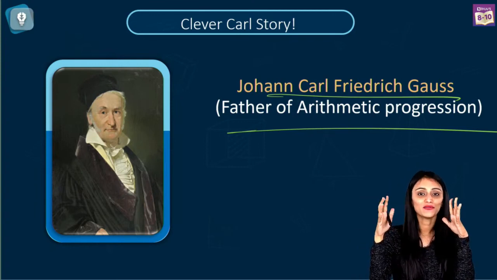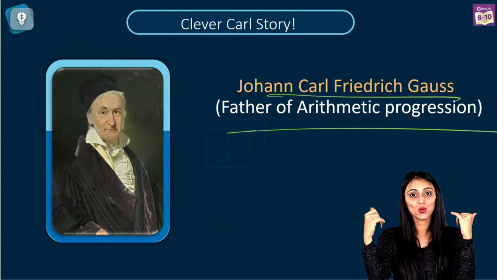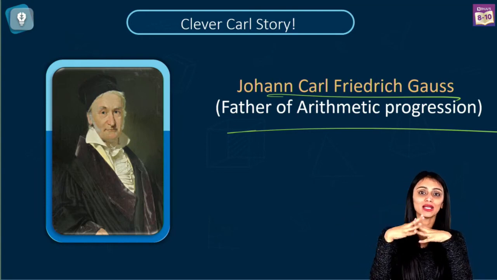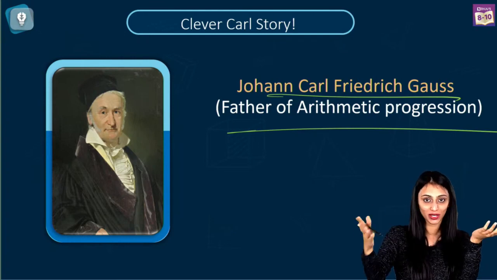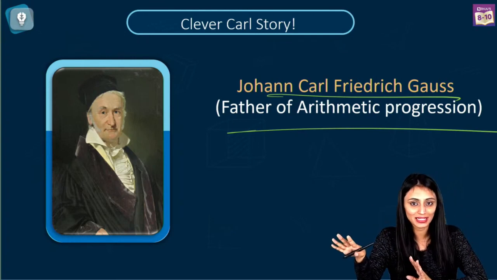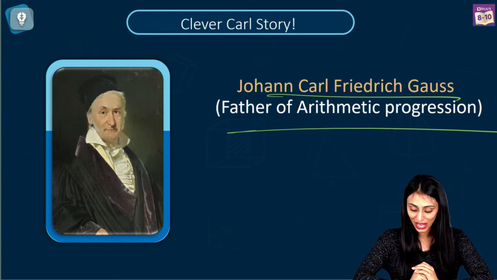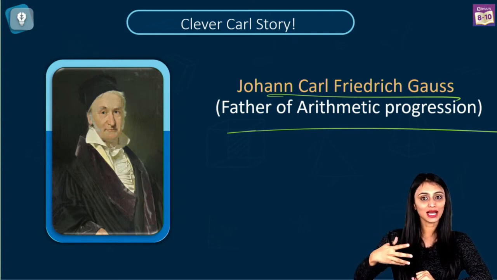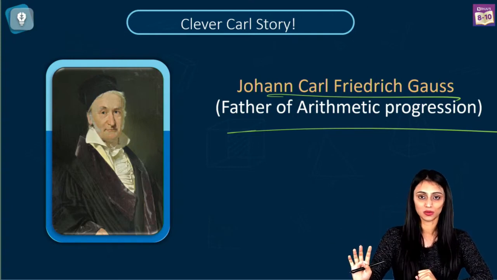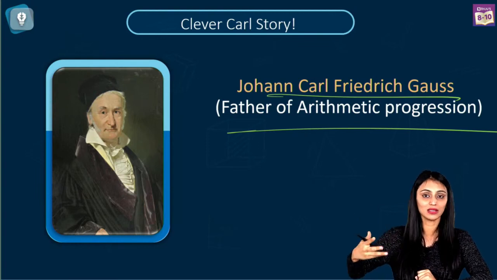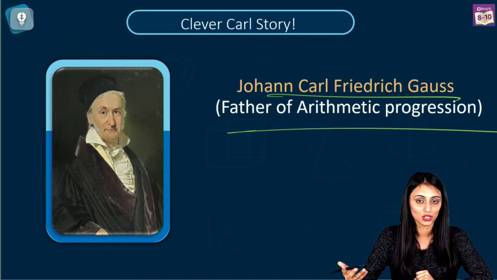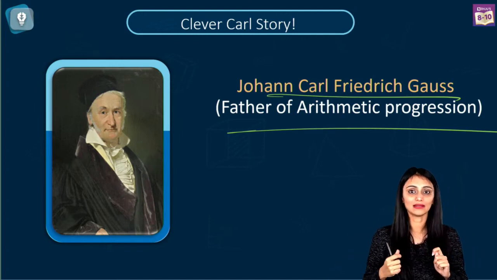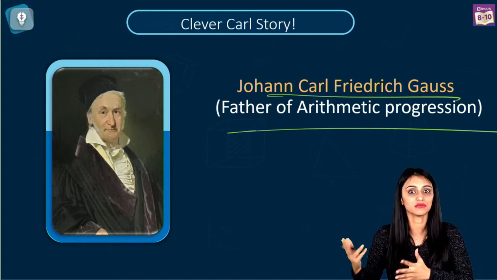The anecdote involves his school teacher who wanted to take a break, to take a rest. So he asked the students to find the sum of the integers from 1 to 100, so that the students would remain busy and the teacher could rest. After a few seconds, the teacher saw that Gauss was sitting idle. He went to him and asked, why are you sitting idle? Why are you not doing addition? Quickly Gauss replied, sir, the sum is 5050.